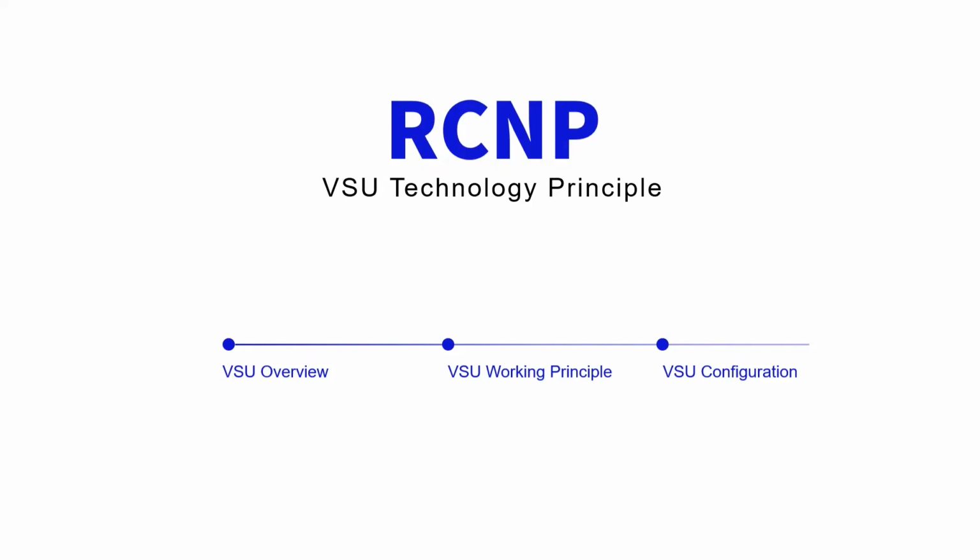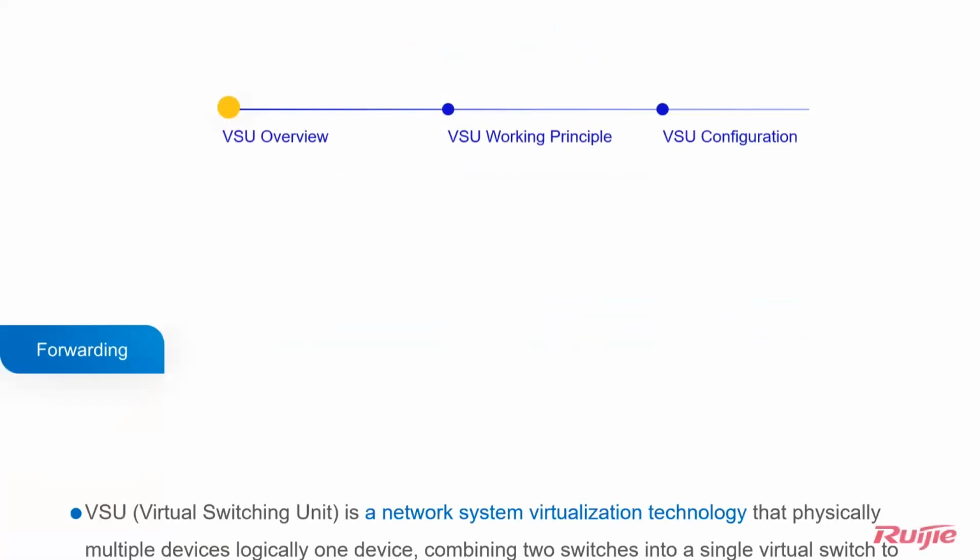And the third part, we will talk about the configuration. If you want to deploy the VSU in your network, what's the key command you have to add in your device and what's the limitation, how to select the device to deploy the VSU. So there are three parts. First, let's see some VSU overview.